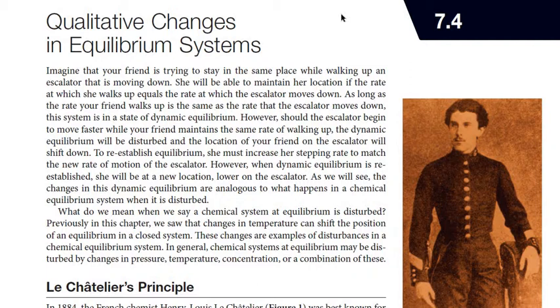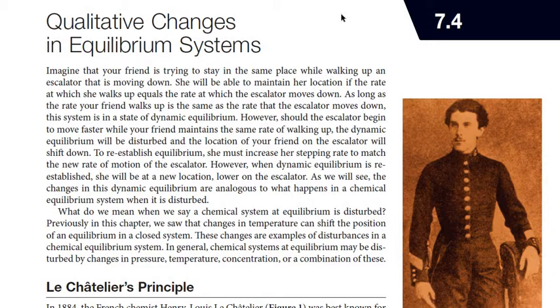So imagine that your friend is trying to stay in the same place while walking up an escalator that is moving down. She will be able to maintain her location if the rate at which she walks up equals the rate at which the escalator moves down. As long as the rate your friend walks up is the same as the rate that the escalator moves down, this system is in a state of dynamic equilibrium.